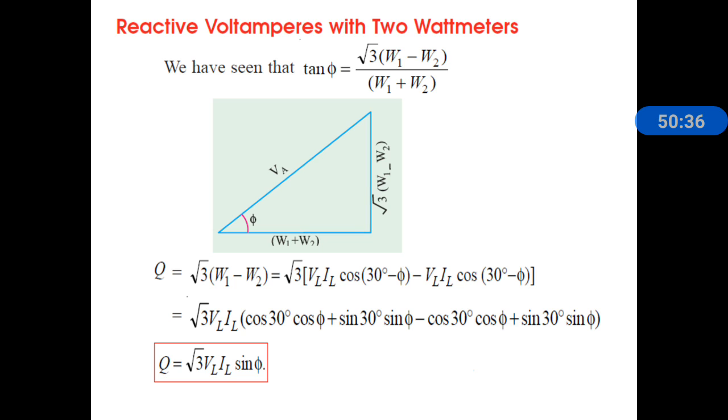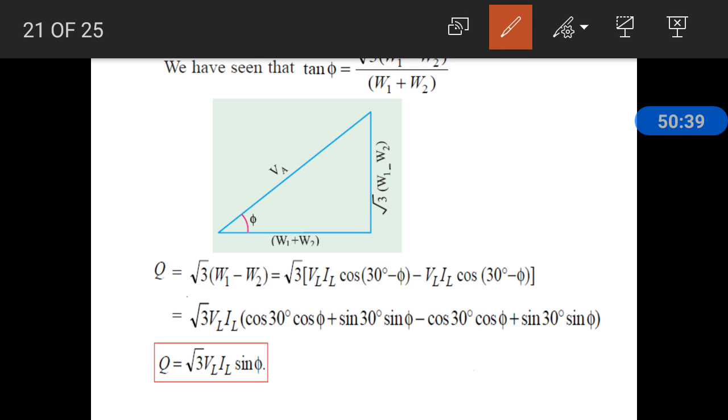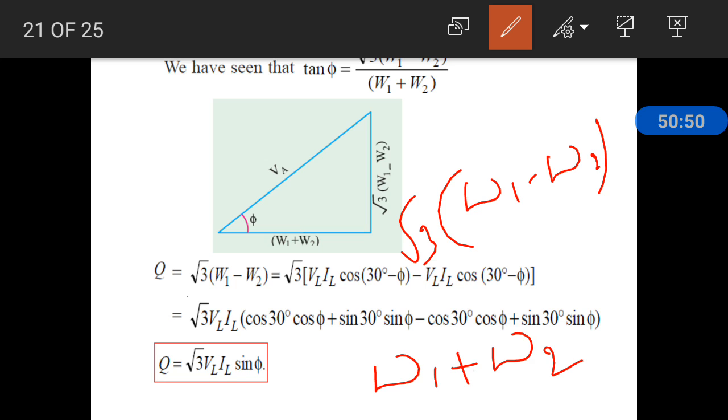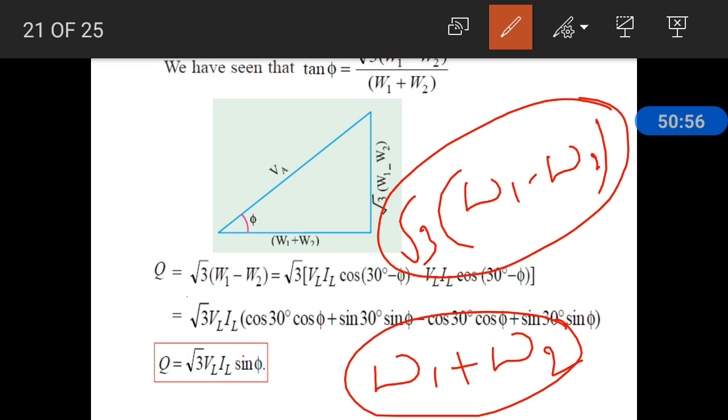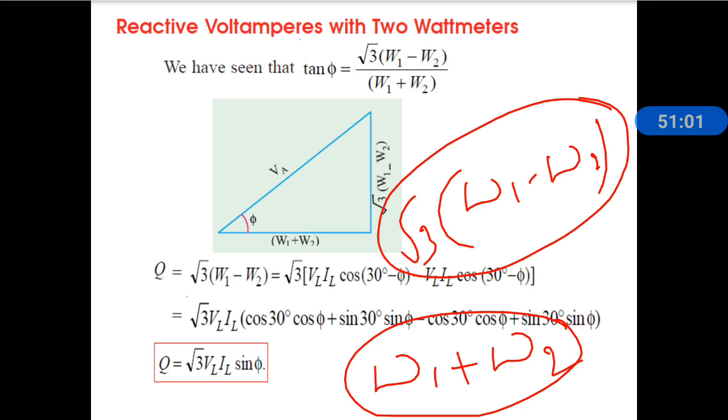That means just multiplying W1 minus W2 into root 3 gives the reactive power. Adding W1 plus W2 gives the active power, and W1 minus W2 into root 3 is the reactive power. This is another advantage of the 2 wattmeter method. We can calculate directly the active power and reactive power by using the readings of W1 and W2.